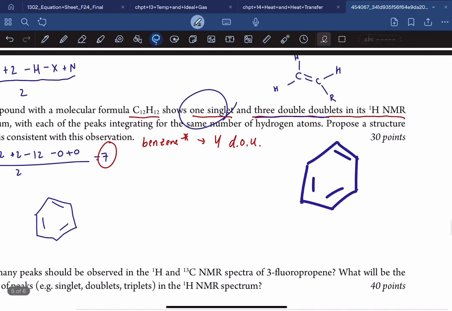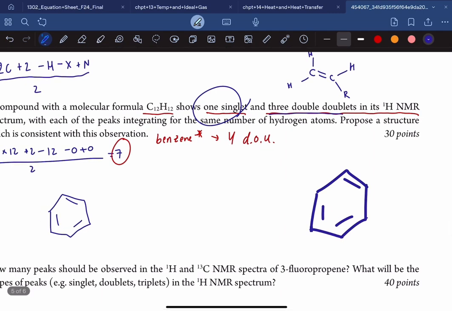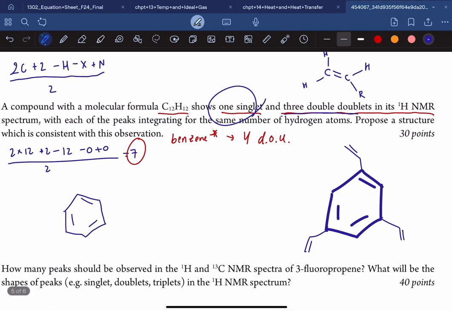So if there's 3 of these double doublets, that means that we need to spatially show these on our structure symmetrically, basically. So let's just show it like this, and then this, and this, and this. So that'll be the 3 double doublets in the proton NMR, and they each integrate for the same number of hydrogen atoms. So that's why this is kind of characteristic.